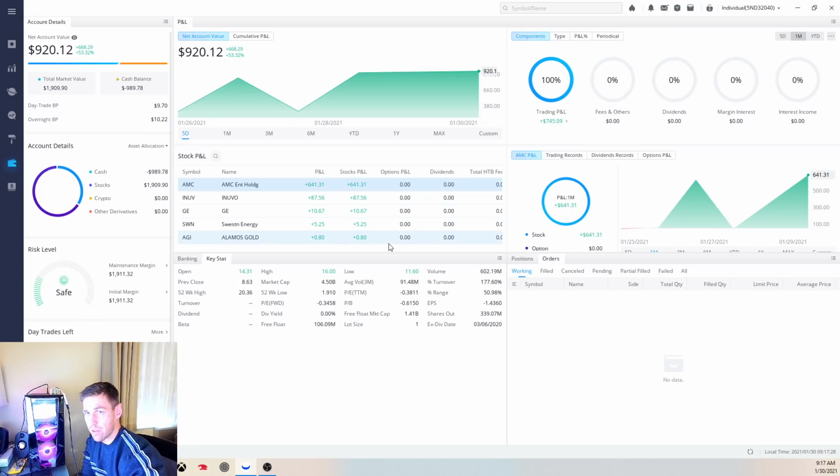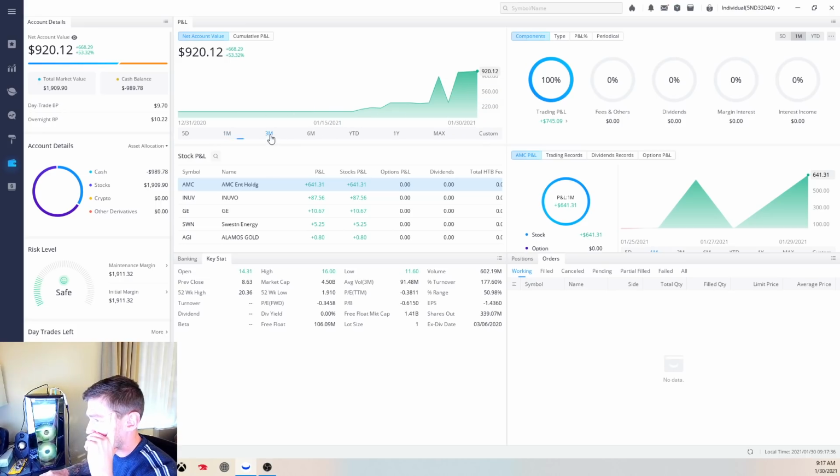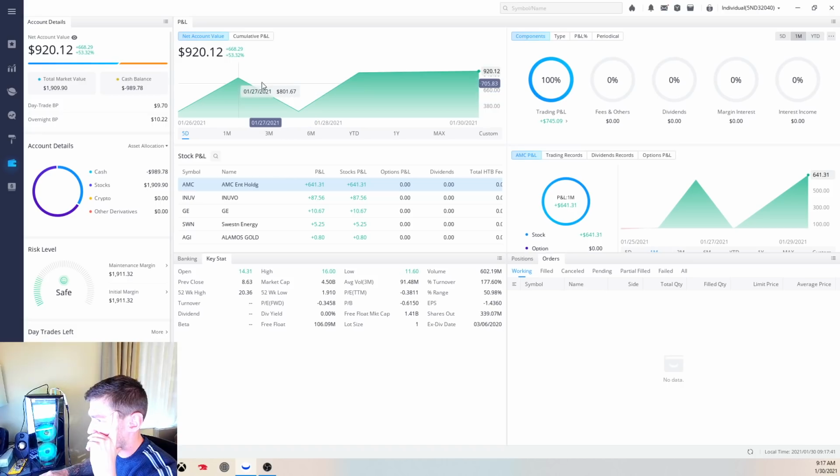Like I said, I am transferring over my Fidelity account to WeBull. This will be the brokerage account that I'm using. You can see a whole bunch of different great stuff in here. So you can change to the 1 month, see your 1 month profit and loss, 3 month, 5 day, keep track of how you've been doing on any given day. So you can see that I'm up currently 53% on AMC, right?